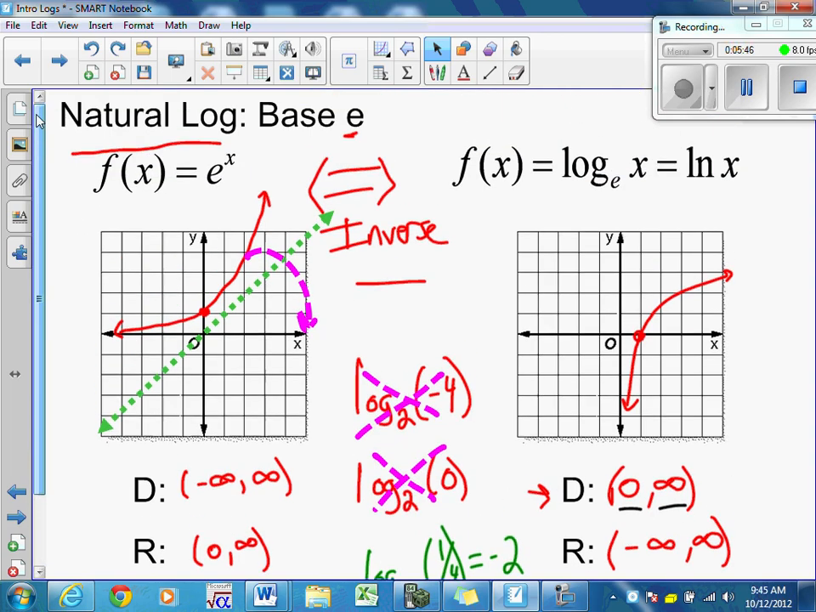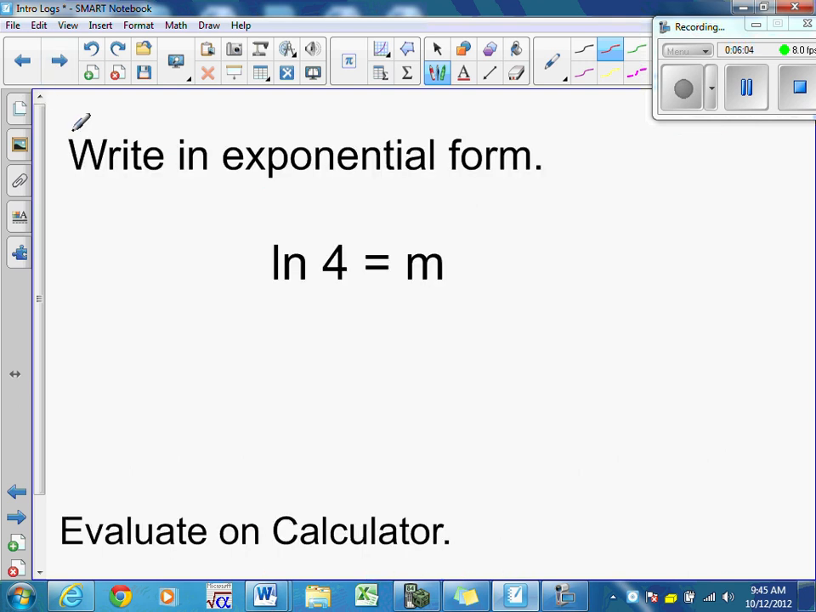So our natural log is base e. Now, we don't ever really write the base e. You will never see me write it like this. We always write it as ln of x. So if we want to write in exponential form, ln of 4 equals m. If we write this in exponential form, our base is e, since ln is base e. So e to the m is 4.